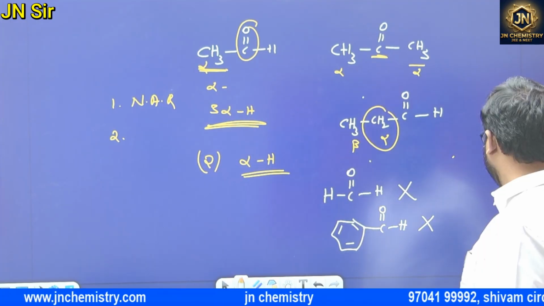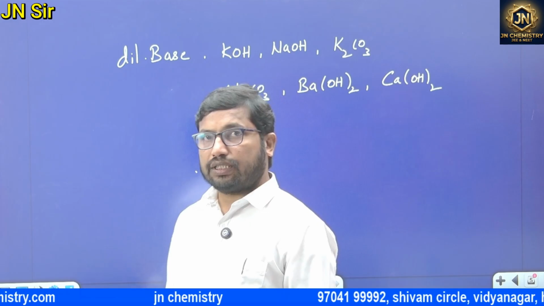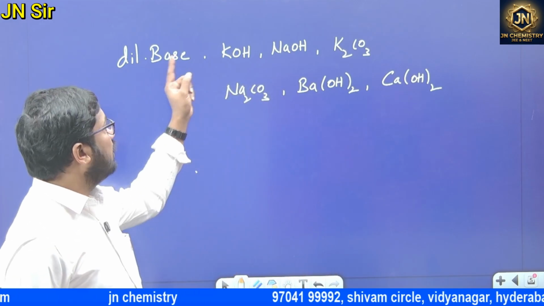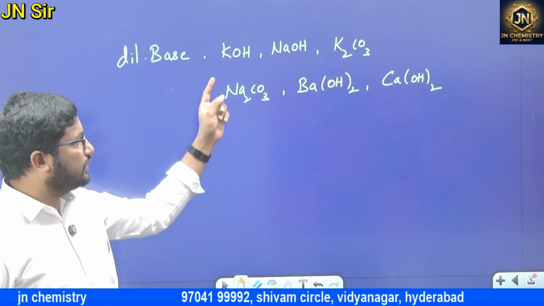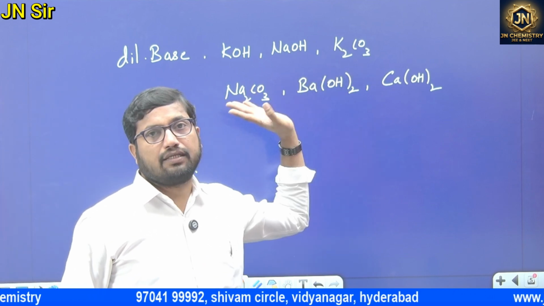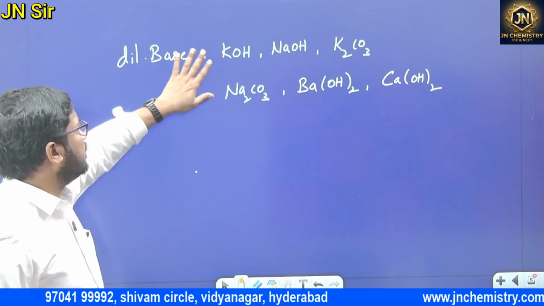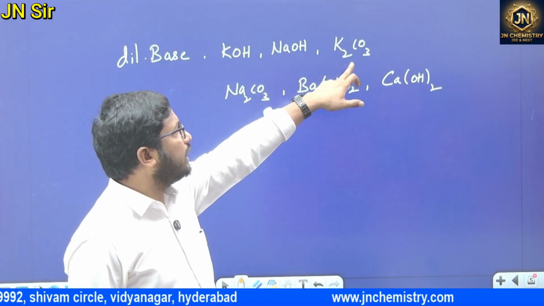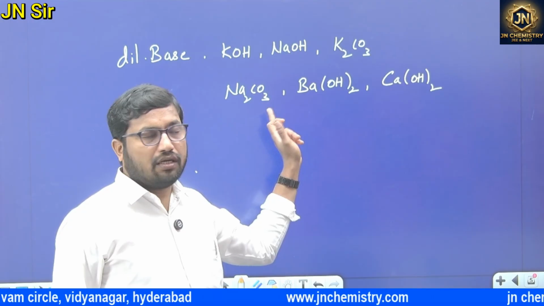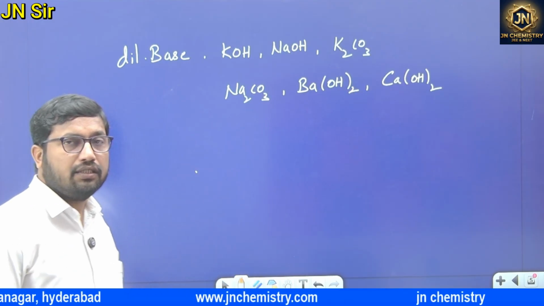And third pointer, which reagents are we using? Dilute bases: KOH or NaOH, K2CO3, Na2CO3, barium hydroxide or calcium hydroxide. Just note these reagents. Generally we'll use KOH or NaOH. Sometimes they give K2CO3, Na2CO3, barium hydroxide, or calcium hydroxide, right?